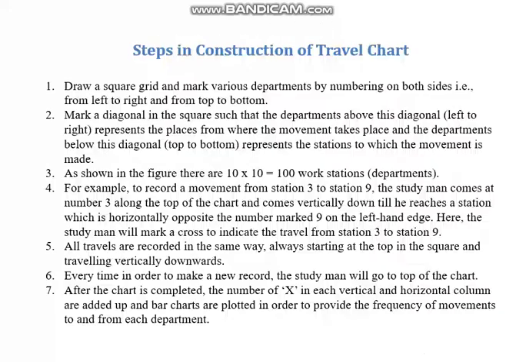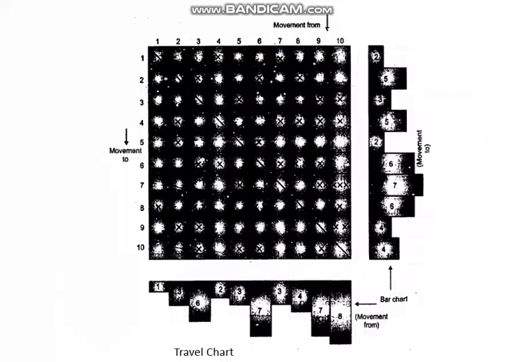So this is how a travel chart is drawn. So therefore, what are you aiming at? You have to minimize the traveling of the people, or traveling of the goods, or traveling of the equipments from one department to another department. So this way, you can improve the location of the machines or locations of the departments. Okay, so this is about the travel chart.